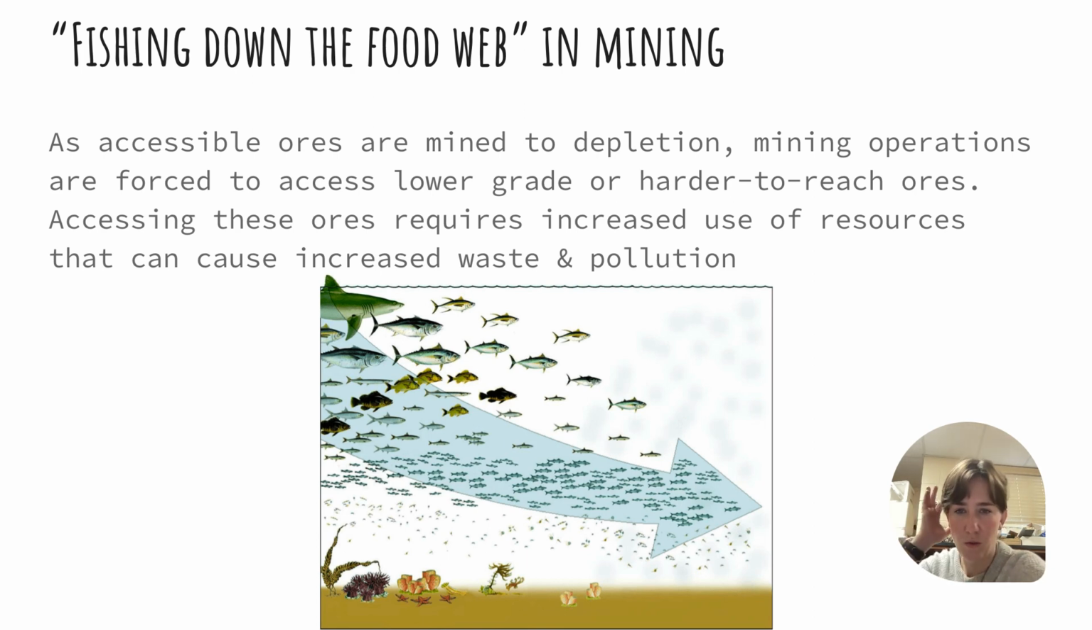It's similar to what's called fishing down the food web, where if you take out all of the top level predators, you're kind of left with like the mackerel or the like anchovies and small stuff. Once you've gotten all of the tuna and salmon out of the water, you have to go smaller and smaller and smaller and get things that are less and less desirable for your food. It's similar with the ores in mining. Once you get the good stuff, you're left with kind of the less than stellar options.